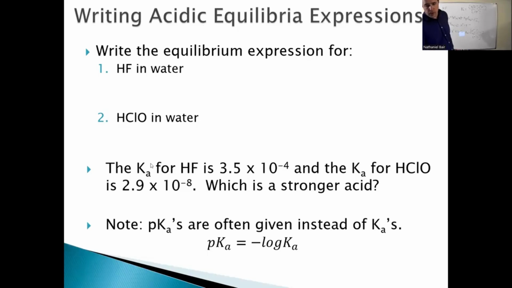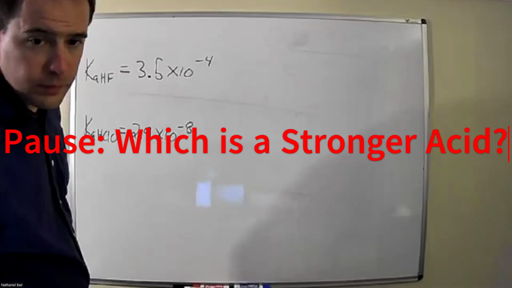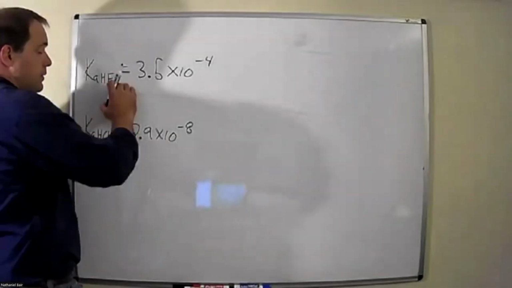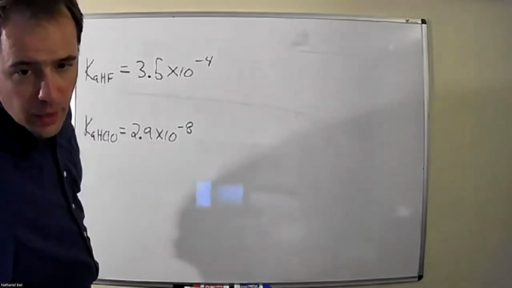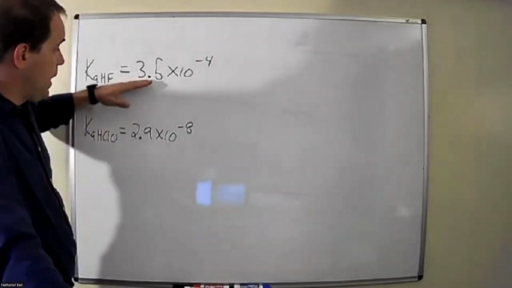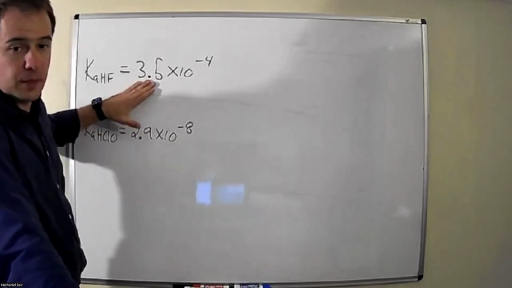Let's try this one. The Ka for HF is 3.5 times 10 to the negative fourth. The Ka for hypochlorous acid, HClO, is 2.9 times 10 to the negative eighth. Which one of those is the stronger acid? Think about it for a second. So obviously HF is the stronger weak acid. Again, it sounds like an oxymoron. But this is a bigger value than that. Negative fourth is bigger than negative eighth. So this is the stronger acid of the two.